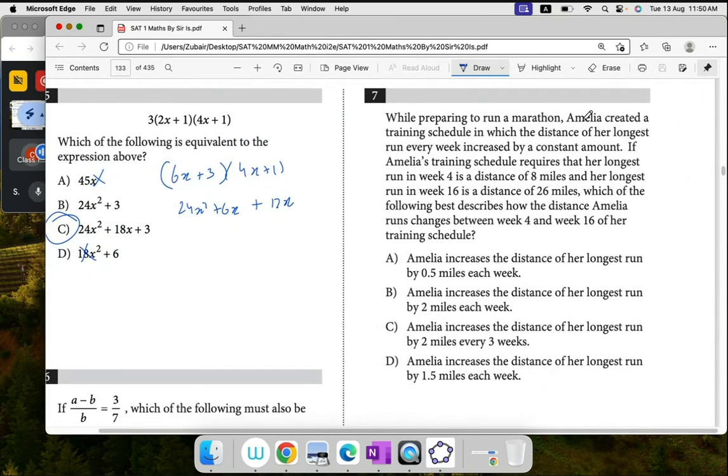While preparing to run for a marathon, Amelia created a training schedule in which the distance of her longest run every week increased by a constant amount. A familiar training schedule requires that her longest run in week 4 is a distance of 8 miles and her longest run in week 16 is a distance of 26 miles. So basically 12 different weeks and a distance of 26 minus 8 is 18. So it is 1.5 mile. D.